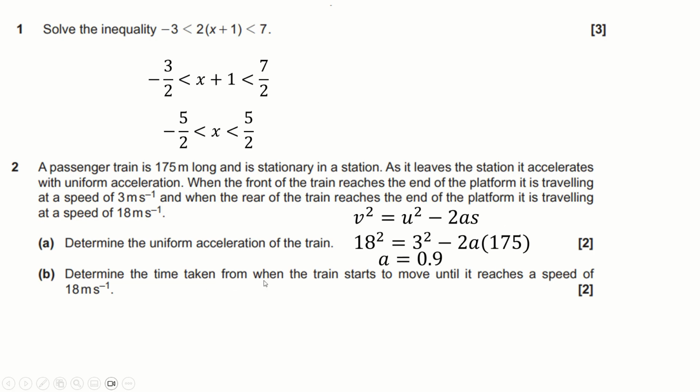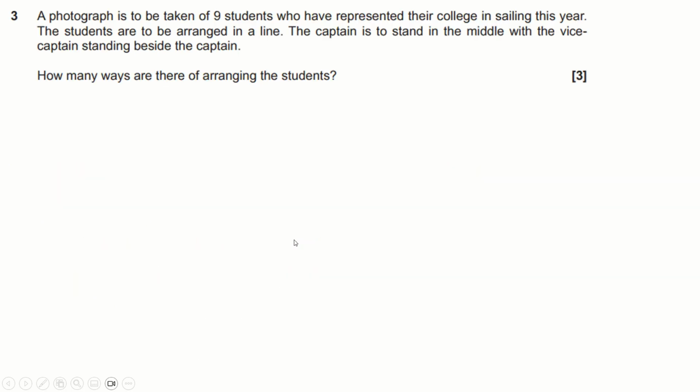And then the time taken for when the train starts to move. So now this 3 is irrelevant. Starts to move means its initial speed is 0. Final speed is 18. We're looking for a t here. Let's just use v equals u plus at. So 18, 0, 0.9 from what we worked out before. And we'll work out that t is 20.